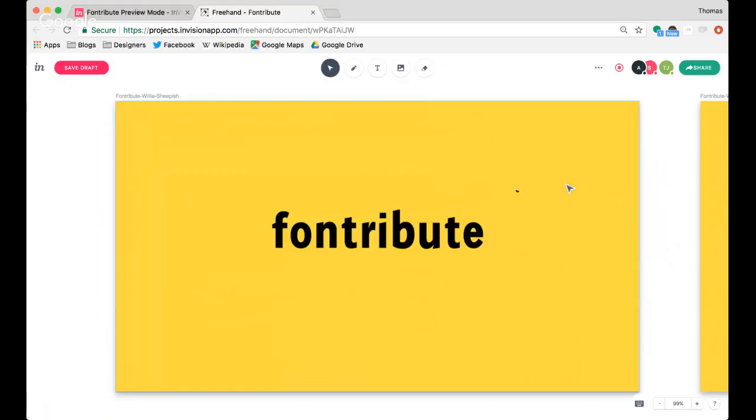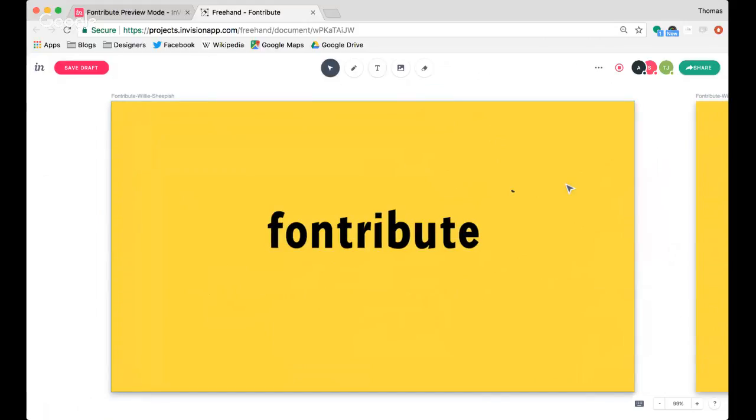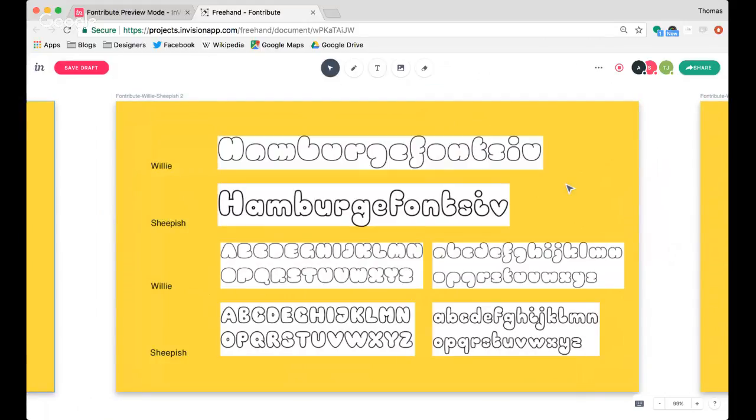Aaron, what are we going to talk about this week? So Aaron and Thomas, we're talking about Aaron's project he's been working on, which is a fun, bubbly typeface called Willie. I had difficulty finding something that looked similar to it for us to compare to on Fontstand, which we usually use. So I found Sheepish, released by Scrowleyfonts, which is the same theme, but a very different approach to how the letters are constructed.